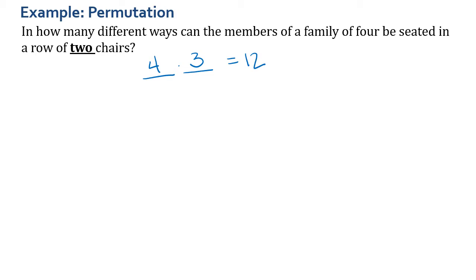And so again, this is still a permutation because the order matters. The order that we're sitting them matters. And we're picking from distinct objects. So there's no repetition. I can't repeat a person.